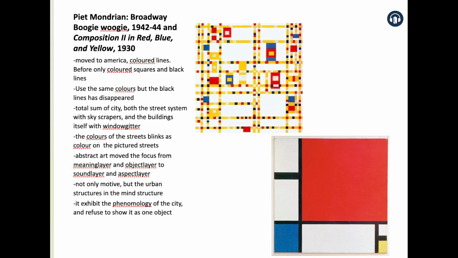In abstract art, the focus moved from the meaning layer and object layer to the sound layer and aspect layer. Not only the motif, but the urban structure is in the mind as structure. It exhibits the phenomenology of the city and refuses to show it as one object.